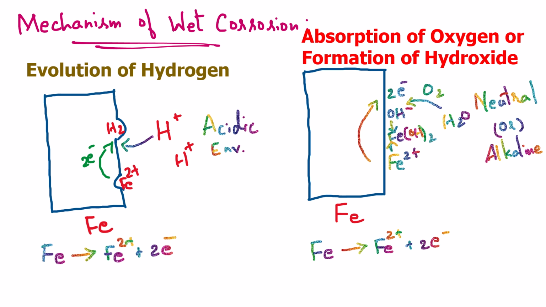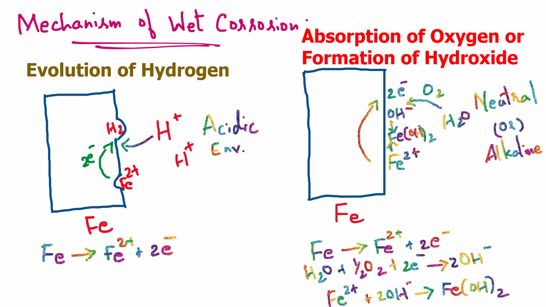The hydroxide ion and the Fe2+ ion move towards each other and form ferrous hydroxide. It's nothing but the rust. So in between the portion of the anode and the cathode, the corrosion product is produced.